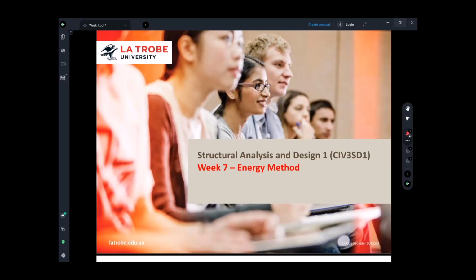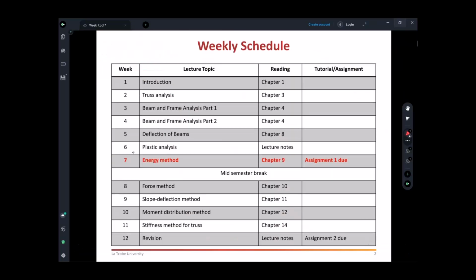All right, now, as I mentioned, we are going to use energy methods to calculate the deflection in beam, truss, and frame. So those are the methods that we're going to learn today. Here we are, halfway through. We have completed all these 6 weeks, so 50% of the job is completed.